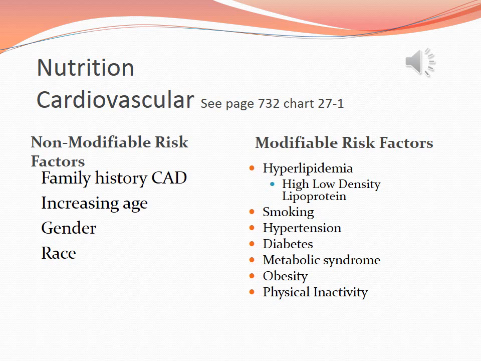A risk factor may operate independently or in tandem with other risk factors. The more risk factors a person has, the greater the likelihood of coronary artery disease. Non-modifiable risk factors are family history of coronary artery disease, increasing age, gender, men develop coronary artery disease at an earlier age than women, and race, higher incidence of heart disease in African Americans than in Caucasians. Modifiable risk factors include hyperlipidemia, and within that, high low-density lipoprotein, smoking, hypertension, diabetes, metabolic syndrome, obesity, and physical inactivity.